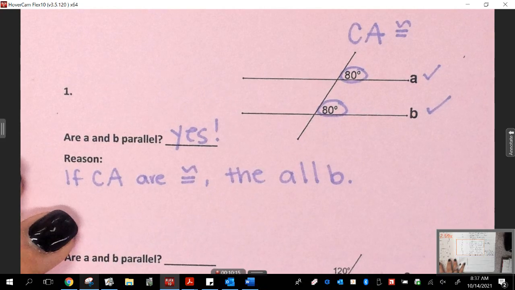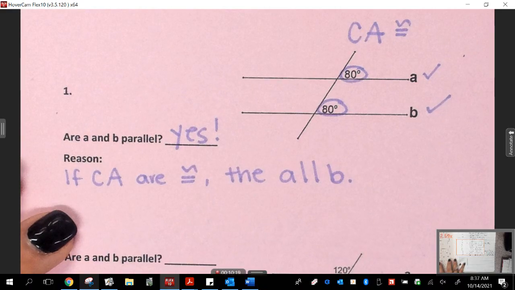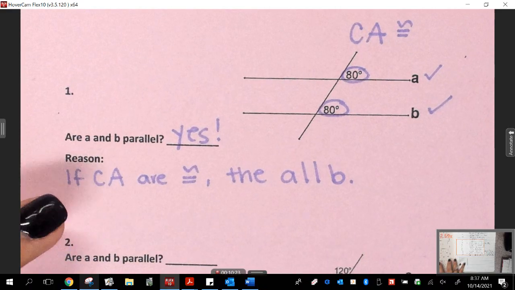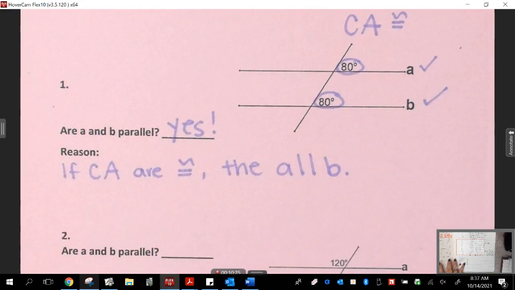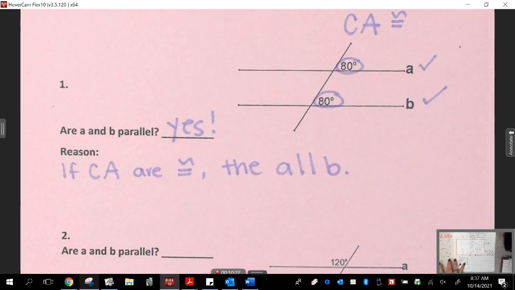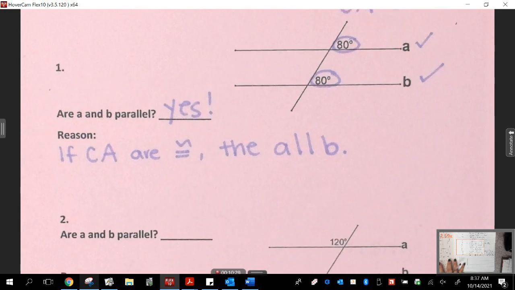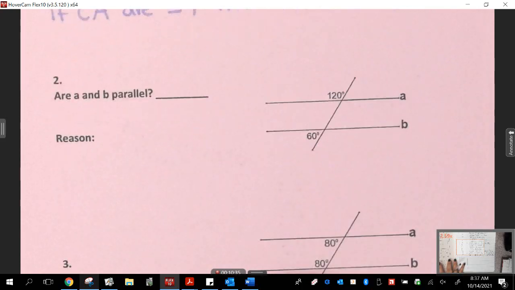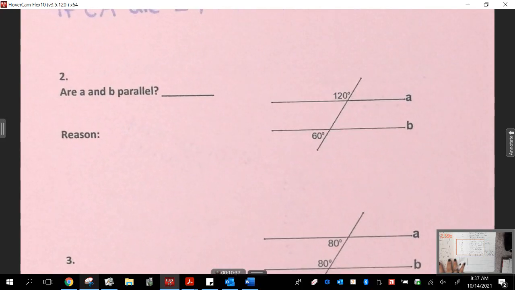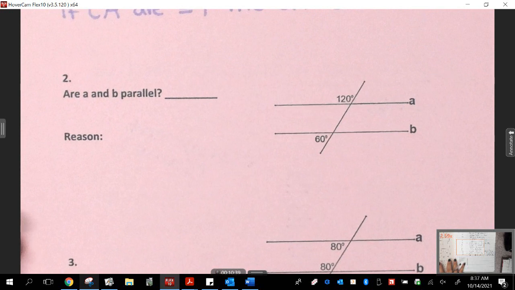If corresponding angles are congruent, ooh, I meant to change your seats. We're going to do that at the end of class. Yes, because y'all are talking too much. Not all the time. Today I'm not. Y'all are going to get 20 minutes. I usually give y'all 20 minutes to work.